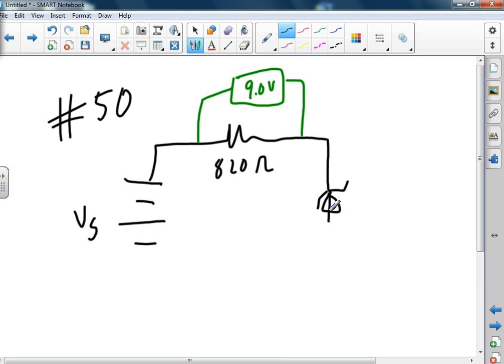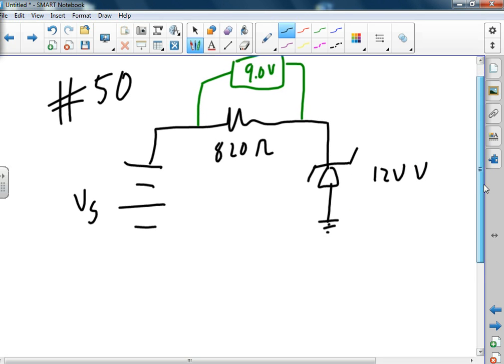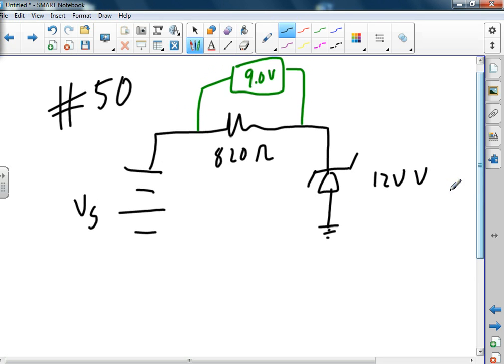Well, that's really bad. Seems to me like I ought to be able to draw a Zener diode better than that. Is that better? And this is a 12 volt Zener. Okay. And we want to find the power dissipated.